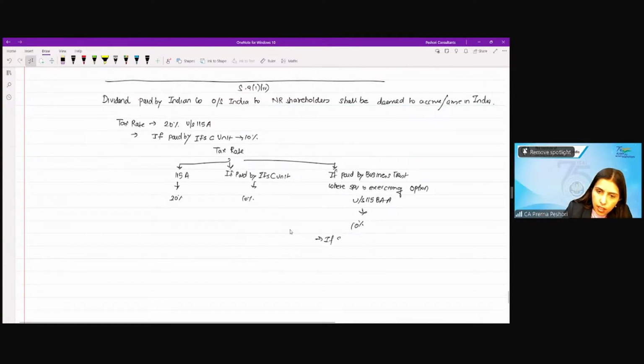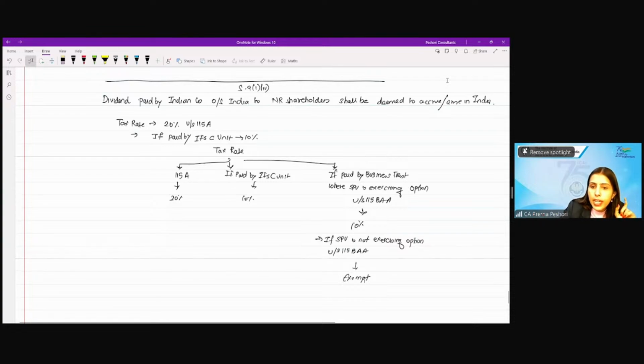If SPV is not exercising the option under section 115BAA, this will be exempt. So this is how you have to remember these points. Are we clear about this? Fine. So this completes your dividend. Clear? This will complete your dividend as well.